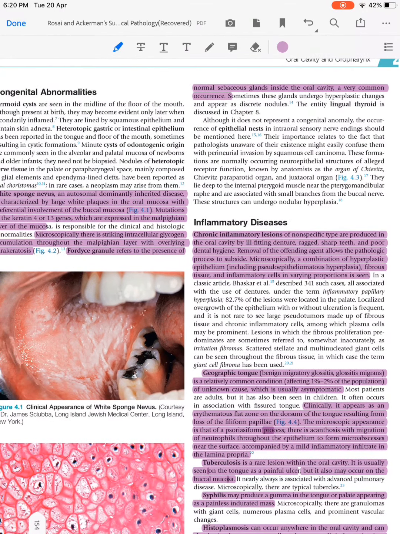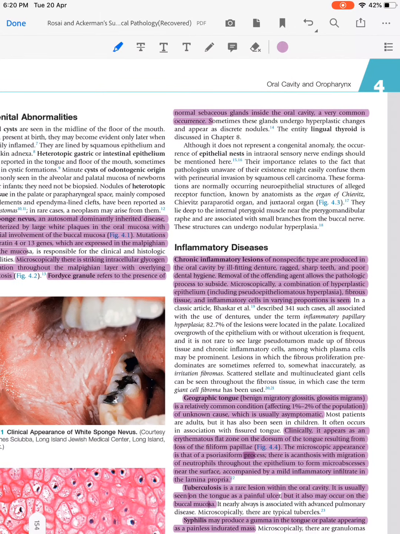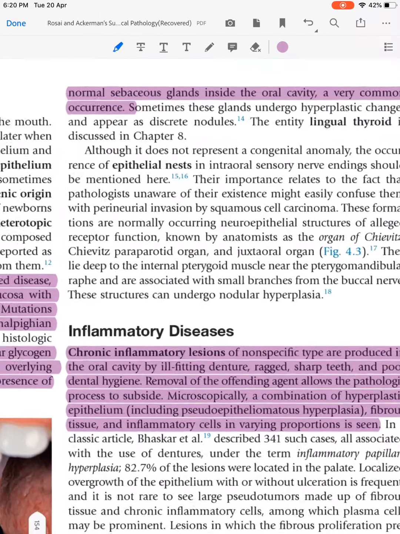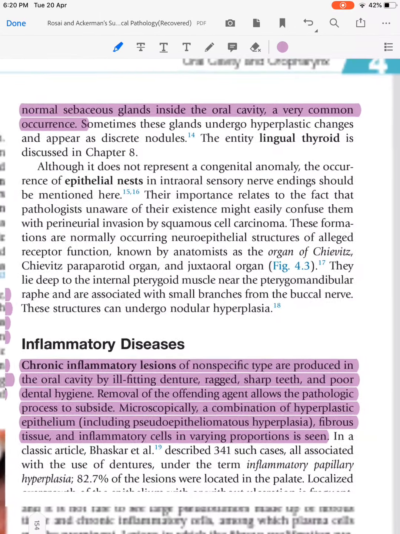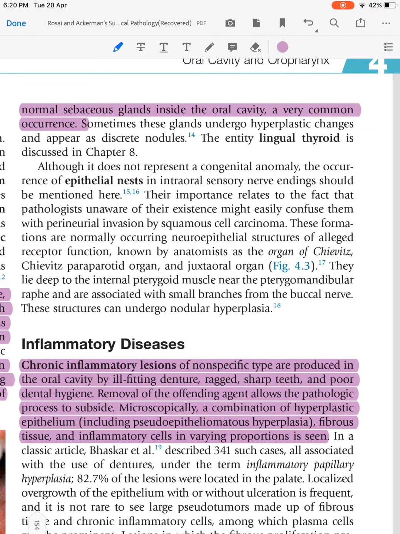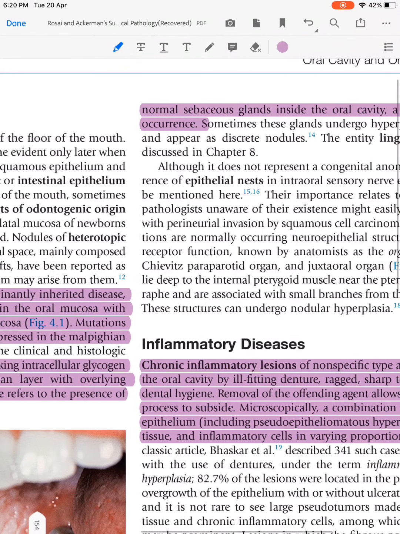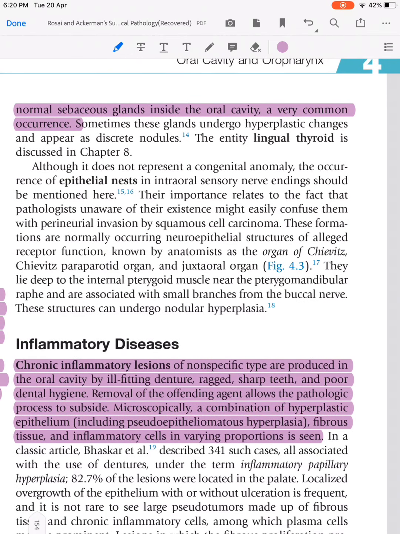Next is Fordyce granules, which refers to the presence of normal sebaceous glands inside the oral cavity. It is a very common occurrence.